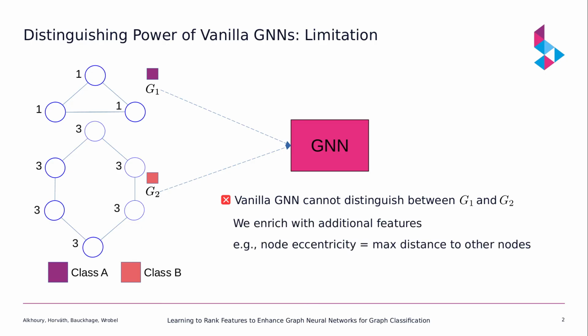However, if we enrich these graphs with a simple feature like node eccentricity, which is the maximum distance from a node to all other nodes, now the GNN separates the two classes correctly. And this leads us to the key question. Which features should we add, and how do we select them for each graph classification task?